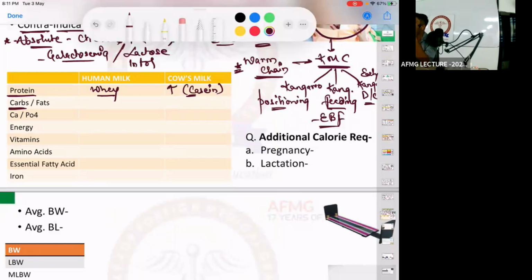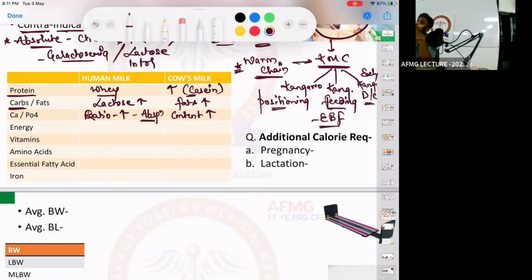Lactose is a carbohydrate. Lactose is high in human milk, therefore carbohydrates are high in human milk. But fats are high in? Calcium and phosphate content is high in? Calcium and phosphate ratio is high in? Therefore, absorption would be better in?